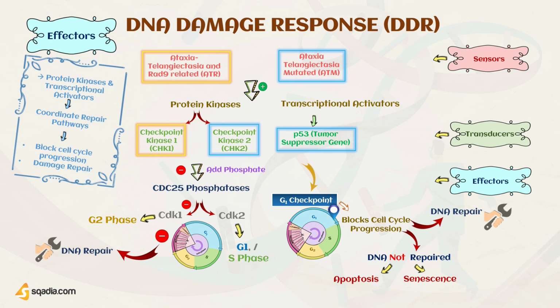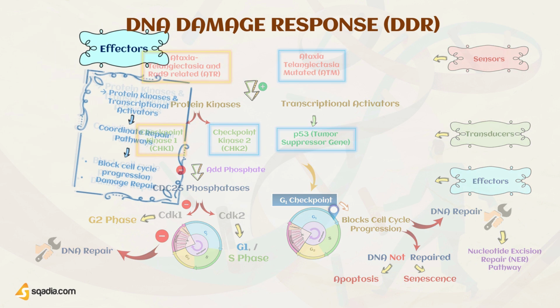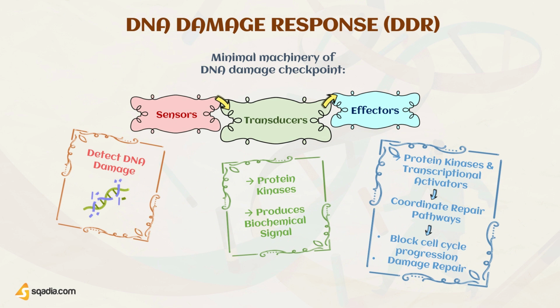In addition to regulating cell cycle progression and apoptosis, p53 can also activate certain DNA repair pathways, such as the nucleotide excision repair (NER) pathway. This helps to ensure that the DNA damage is repaired before the cell continues to divide. So, that's how cells respond to DNA damage, by using sensors, transducers, and effectors.